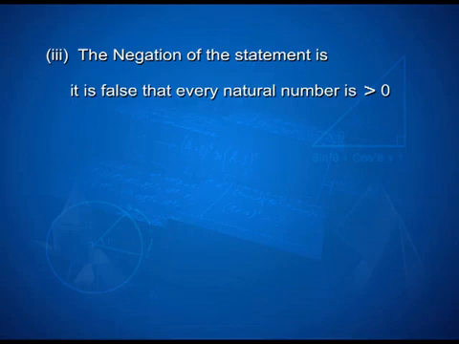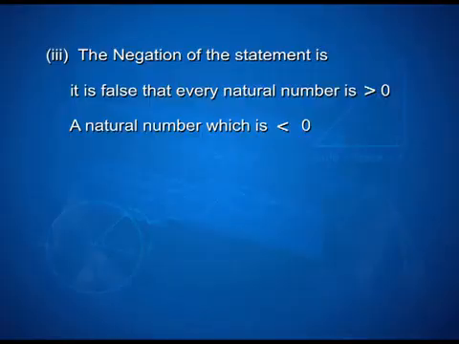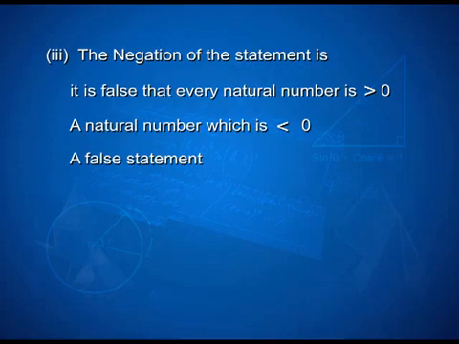Third, the negation of the statement is: it is false that every natural number is greater than 0. This can be rewritten as: there exists a natural number which is not greater than 0. This is a false statement.